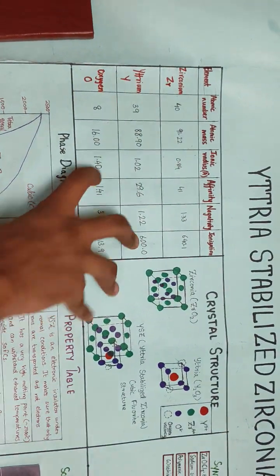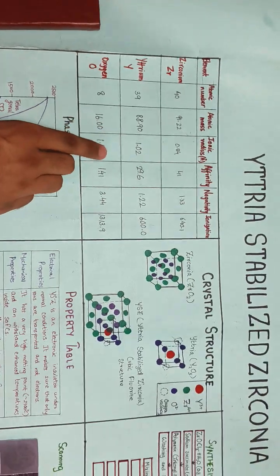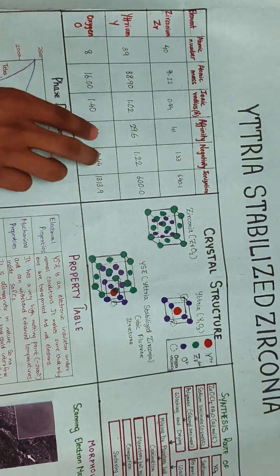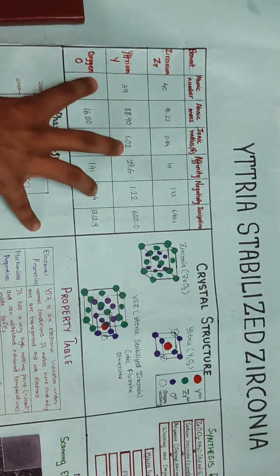So, respectively, we mentioned their atomic numbers, the atomic mass, the ionic radius, the electron affinity, the electronegativity, and the ionization energy for these three elements, as you can see.